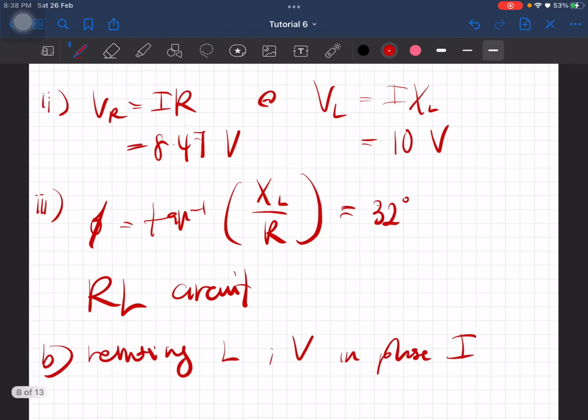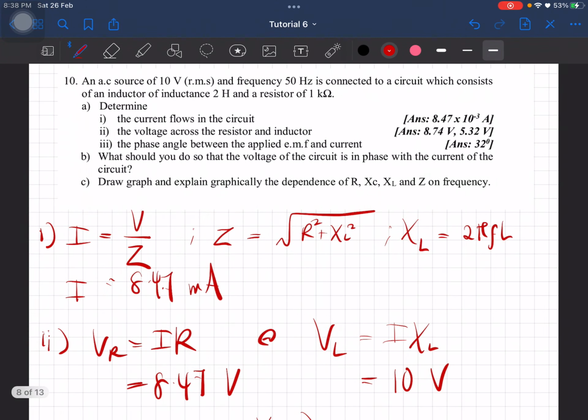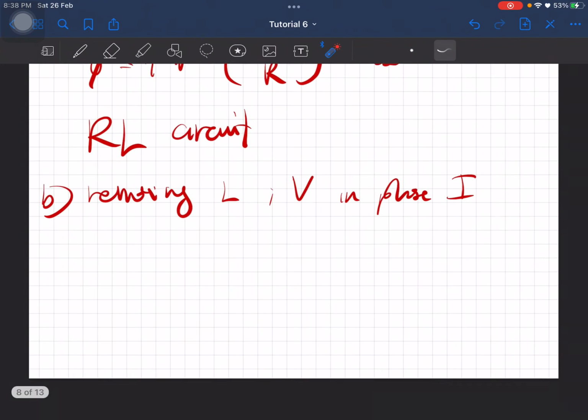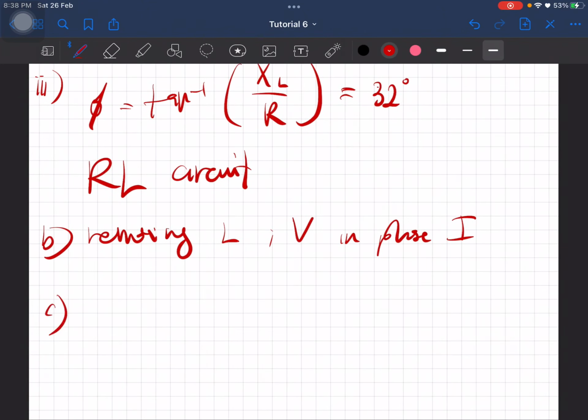Okay, then question C, draw graph and explain graphically the dependence of R, XC, XL, and Z on frequency. Okay, so that graph is the one with many lines. So this is frequency, this is XC, XL, R, and Z.